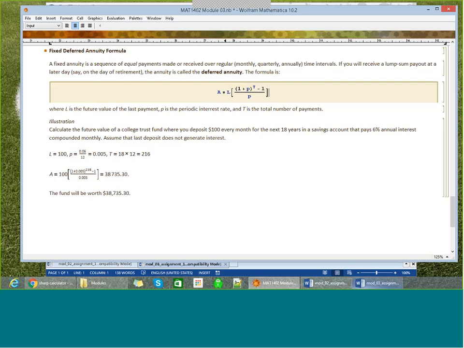So if you plug it into the formula, you should get this number. It's rather complicated, so what I recommend is you do the top part first. This part right here: 1 plus 0.005, which is 1.005. Raise that to the 216, calculate that, and then subtract 1. Then divide that whole thing by 0.005, and then multiply that by 100. See if your end result is this amount, 38,735.